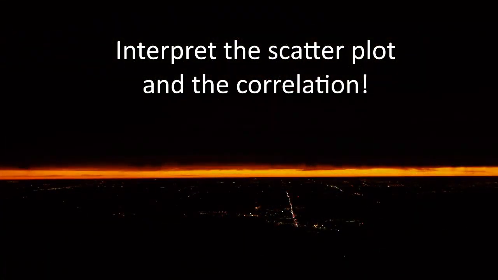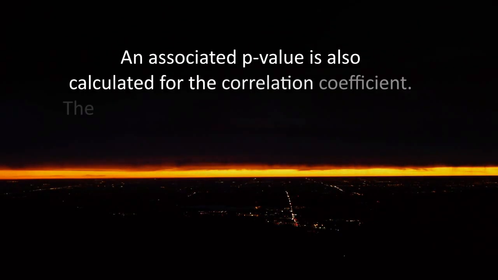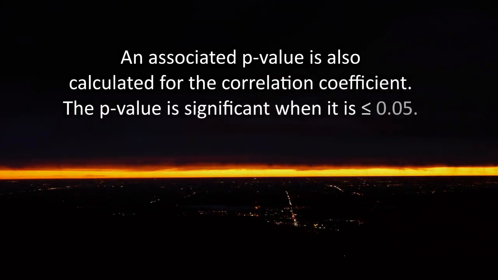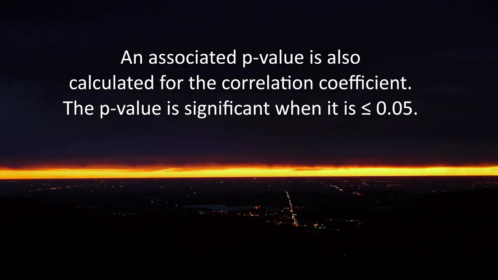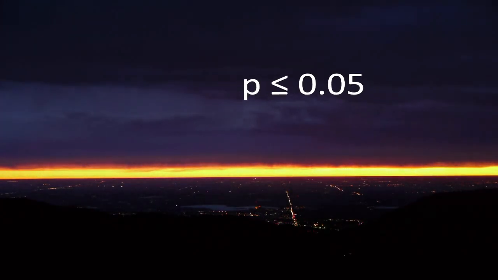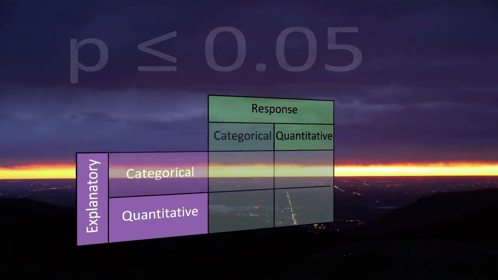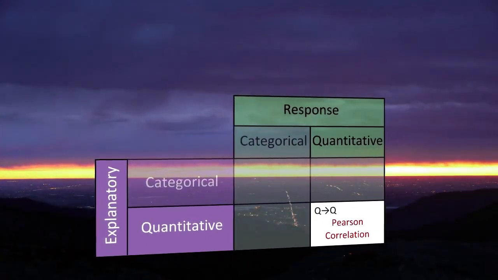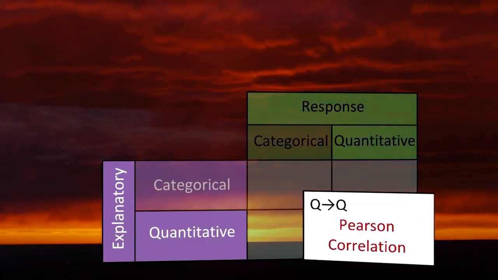As with the other inferential tools we've discussed, an associated p-value is also calculated for the correlation coefficient, and it's interpreted as significant when it's less than or equal to 0.05. Thus, the correlation coefficient and corresponding p-value will now allow us to evaluate whether or not the relationship between two quantitative variables we observe in a sample holds for the larger population.